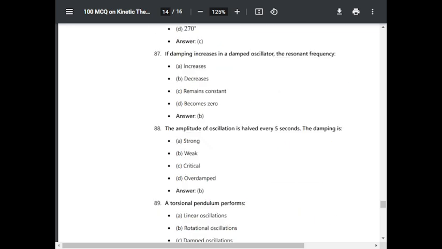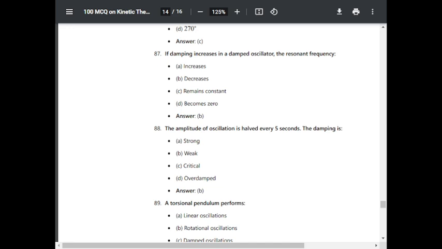Question number 87. If damping increases in a damped oscillator, the resonant frequency: option A, increases; option B, decreases; option C, remains constant; option D, becomes 0. The correct answer is B, decreases. If damping increases in a damped oscillator, the resonant frequency decreases.